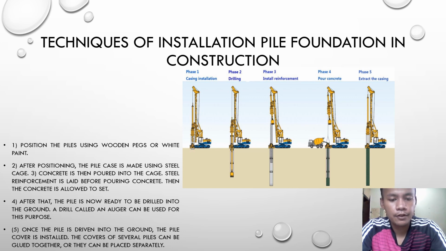Installation of pile foundation. Piles are first cast at ground level and then hammered or driven into the ground using a pile driver. A pile driver is a machine that holds the pile vertical and hammers it into the ground. Blows are repeated by lifting a heavy weight and dropping it on top of the piles.